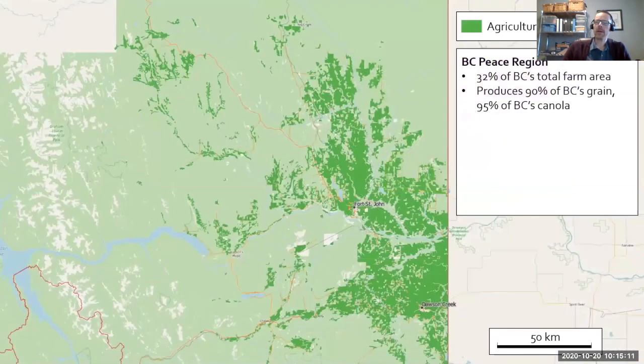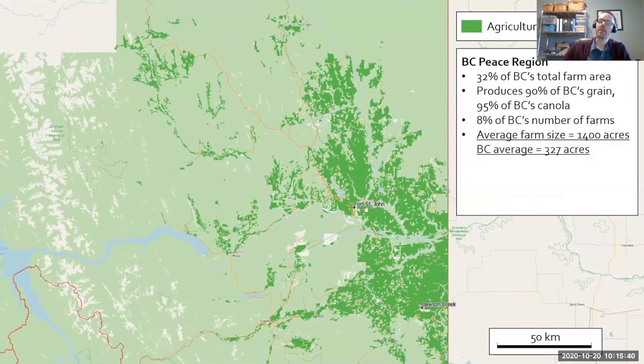So let's start with the network. I sort of put the weather data as being that foundational piece. If we look at the Peace region, there are a couple of stats I find really interesting, particularly for people less familiar with the region. It comprises about 32% of BC's total farm area, produces about 90% of the grain and 95% of the canola, yet it's only 8% of BC's farms. So what that tells us is the average farm size in the Peace is about 1,400 acres versus the BC average, which is 327 acres, to be exact. You look at the scales there: much larger farms compared with the rest of BC.